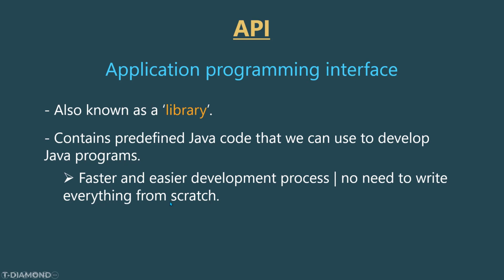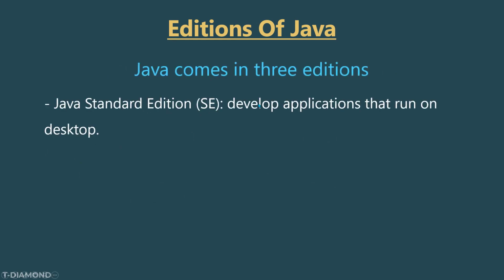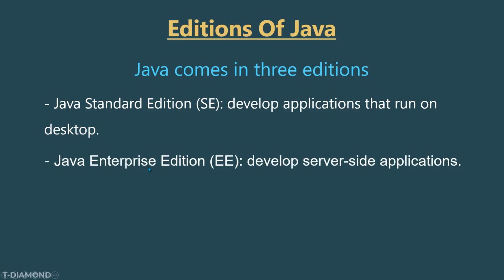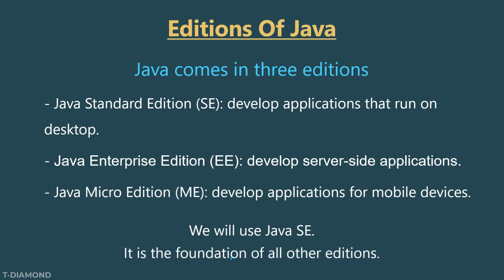Perfect. Now let's talk about the editions of Java. Java comes in three editions. We have Java Standard Edition or Java SE, and it is used to develop applications that run on desktop. We have Java Enterprise Edition or Java EE, which is used to develop server-side applications. And we have Java Micro Edition or Java ME, which is used to develop applications for mobile devices. Okay, we are going to use Java SE because it is the foundation of all other editions. So whenever you learn Java SE, you will easily learn the other editions of Java.